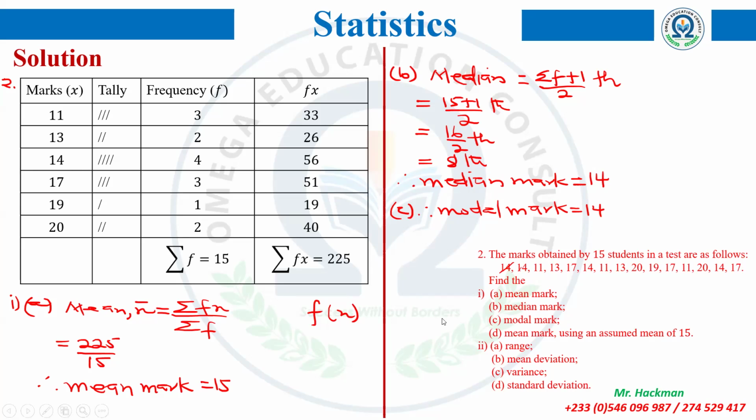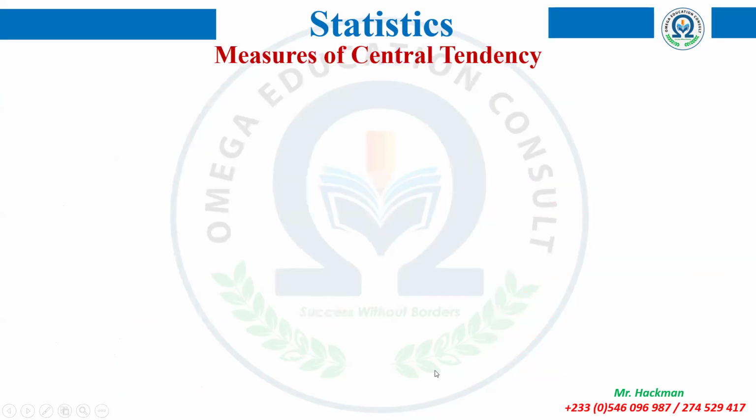So this will be it for the solution to the assignment. We will continue from D. Remember, we didn't do the mean from the assumed mean perspective. So that's where we are going to continue from. So let's look at our last measure of central tendency, which will be, we are still looking at the mean, but the mean from another perspective, what we call the assumed mean.